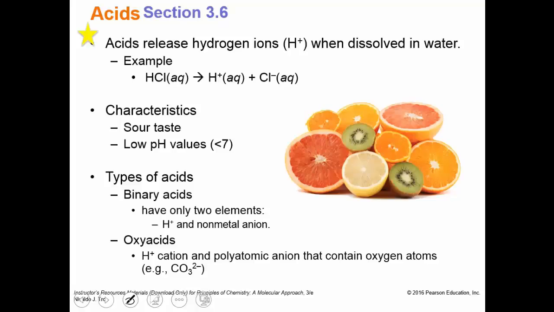Now, the last section of 3.6 is just how to name acids. Acids we're going to recognize as typically something that has a hydrogen on the front of it. We'll talk more about acids and bases later on in the term, but they have characteristics like pH levels less than 7. They taste sour, things like that. So there are two types of acids: binary, meaning they only have two elements in them, hydrogen plus something else, and then what are called oxyacids, hydrogen with a polyatomic ion.